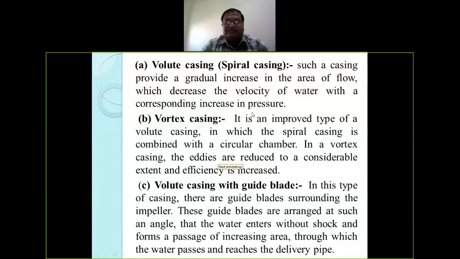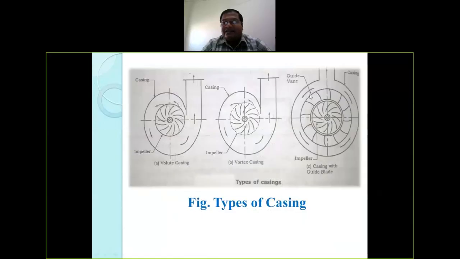Then volute casing with guide blade. In this type of casing, there are guide blades surrounding the impeller, and these guide blades are arranged at such an angle that the water enters without shock and forms a passage of increasing area through which the water passes and reaches the delivery pipe. So you can see here, these are the guide vanes. This is your impeller, and these are the guide vanes, and water will then go this way to the delivery pipe. So casing is provided with guide blade. So there are three types: volute casing, vortex casing and volute casing with guide blade.